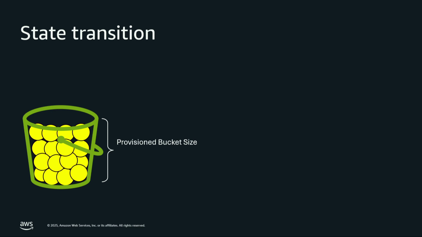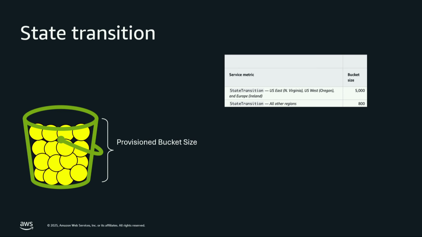So in the example here, let's assume you have a bucket. Every single second, this bucket gets refilled. The default limit is 5,000 in large regions. And then every time there is a state transition happening, it consumes one from that bucket. So just to illustrate what's going on, let's say you started a huge load on Step Functions. Eventually, this bucket is going to be empty. You're going to get throttled.